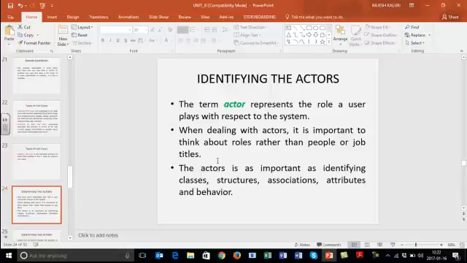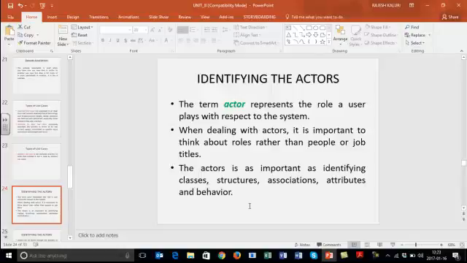Our intention is we need to develop a system for different kinds of users. So what are those different users? That alone we have to think. We need not think about the remaining part. And identifying actors is as important as identifying classes, structures, associations, and attributes, as well as behavior. So this is also one of the important things.